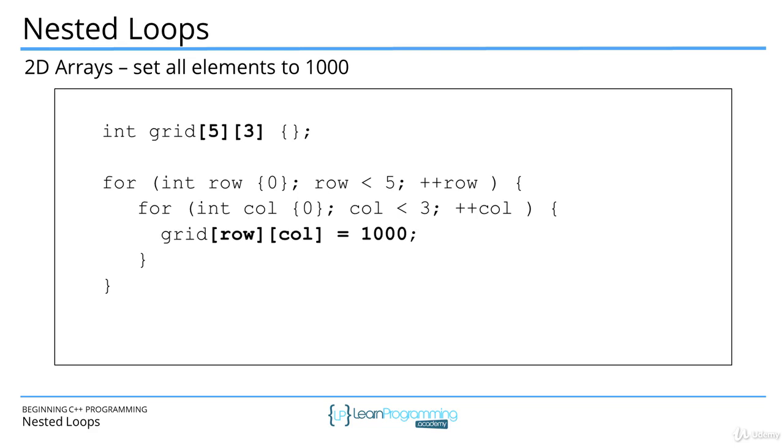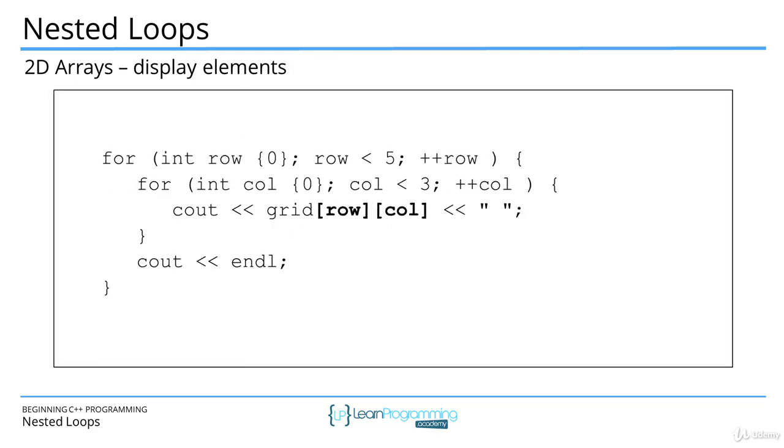Notice I'm using block statements for the body of these loops. I didn't have to here, but it's good practice to do so since it makes adding code later much easier. Now that we've initialized the grid values to 1,000, we can use a similar nested loop to display the values.